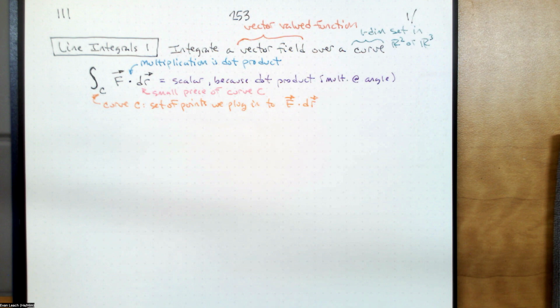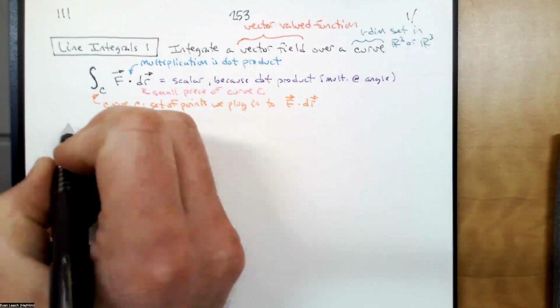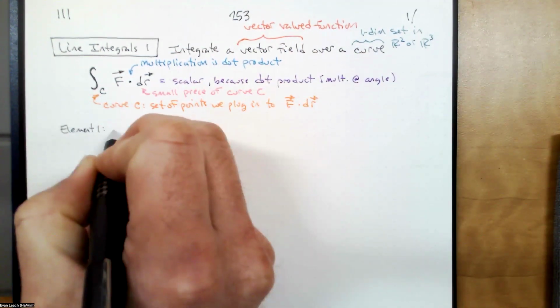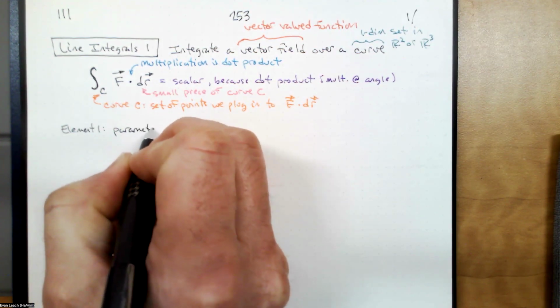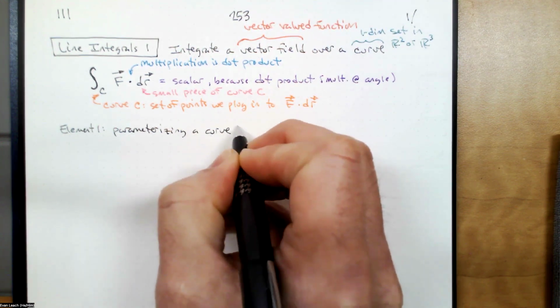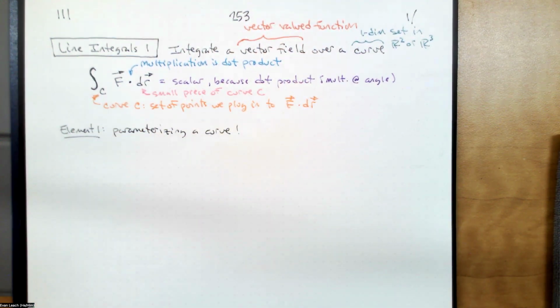Here are the things we have to be able to do. We do have to be able to parameterize a curve. That's the first thing we need to learn. That's the first element we need to deal with. We need to figure out how we are going to describe the curve so that the integral can understand what we're plugging into it.